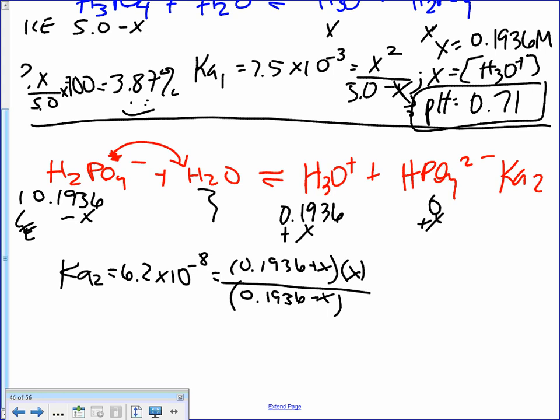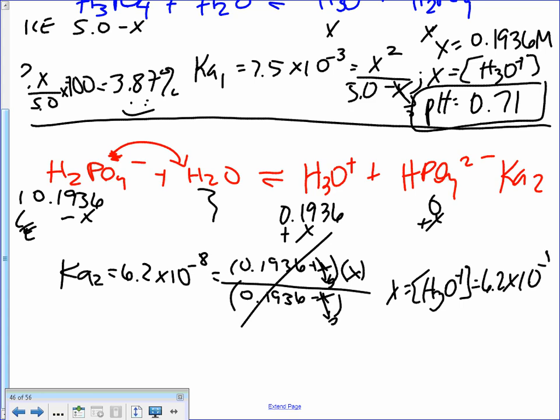What do you notice? How can you simplify? First of all, you probably are going to do what with X? Neglect, right? So you're probably going to neglect this X and this X down to 0, right? And then what do you notice? The numbers on top and bottom cancel, leaving you with X. So X is equal to Ka2. So X is equal to the hydronium concentration, because that's the part that's really relevant. We're looking for hydronium to get the pH, which is 6.2 times 10 to the negative 8th molar.